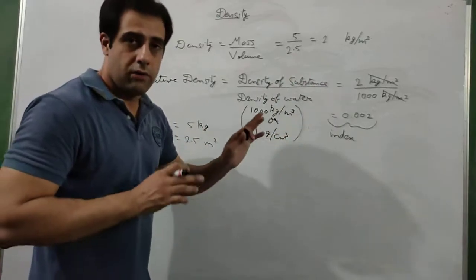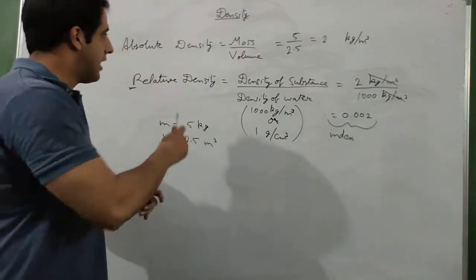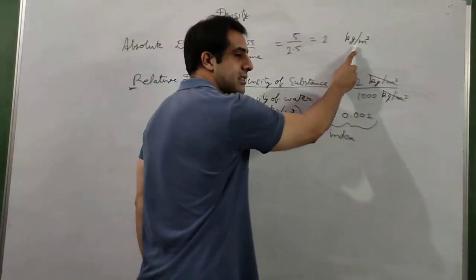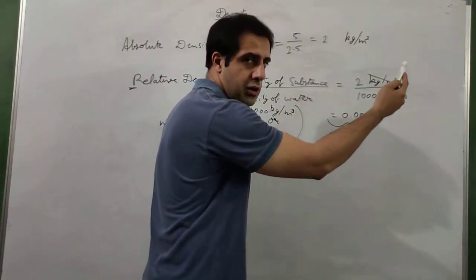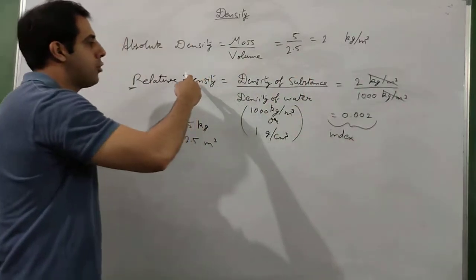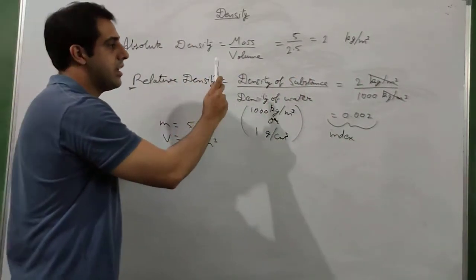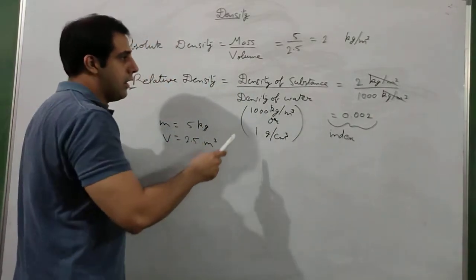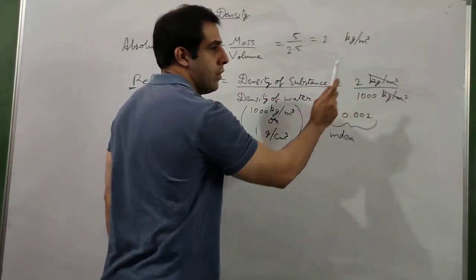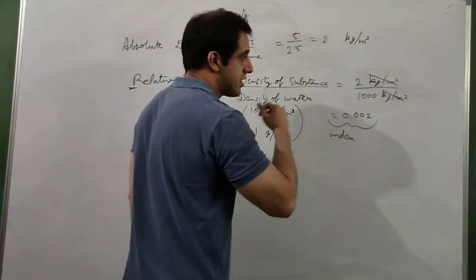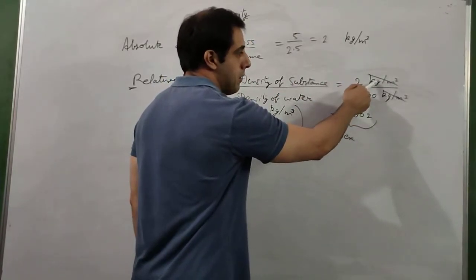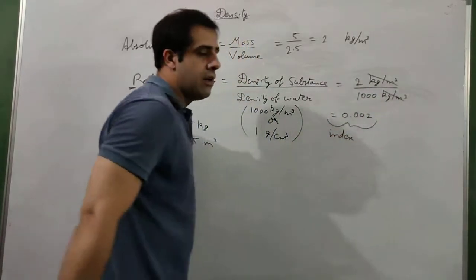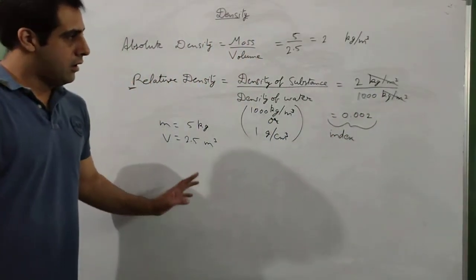So remember, always keep in mind, if you are calculating absolute density, you need mass and volume, and the answer will be in kg per cubic meter or gram per cubic centimeter. And then if you have to calculate the relative density, then you are just comparing the density of the substance with the density of water. And you will use this kind of method. Notice the units and then units will be cancelled. So all you have is an index number.